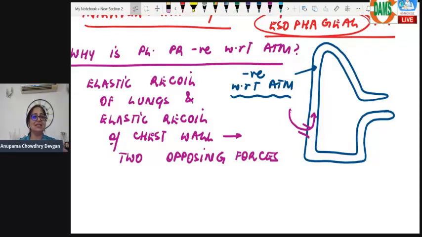What is elastic recoil? A rubber band is an elastic structure. You pull a rubber band, you will generate a tension in the rubber band. You leave it, it will go back to its original size and shape. Now, lungs are an elastic structure. Chest wall is also an elastic structure.